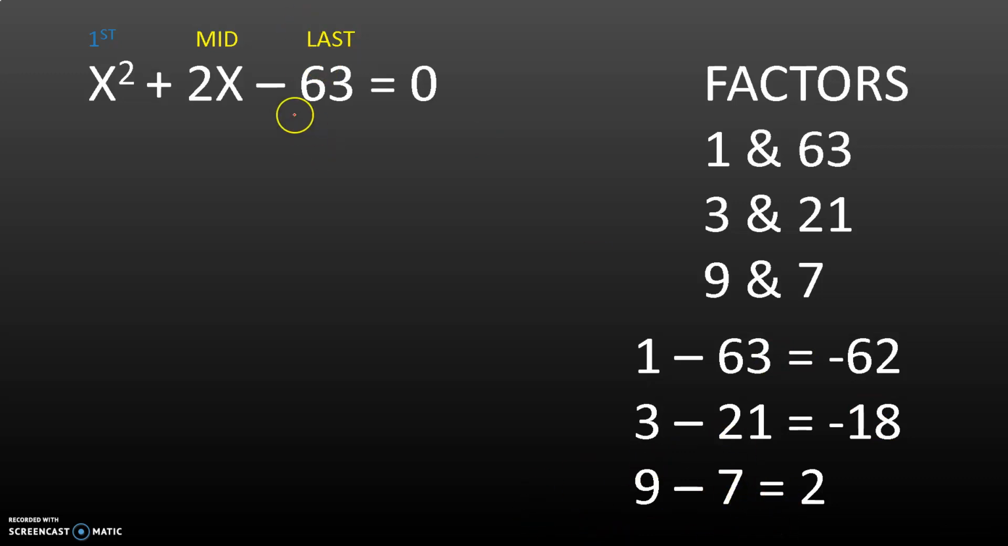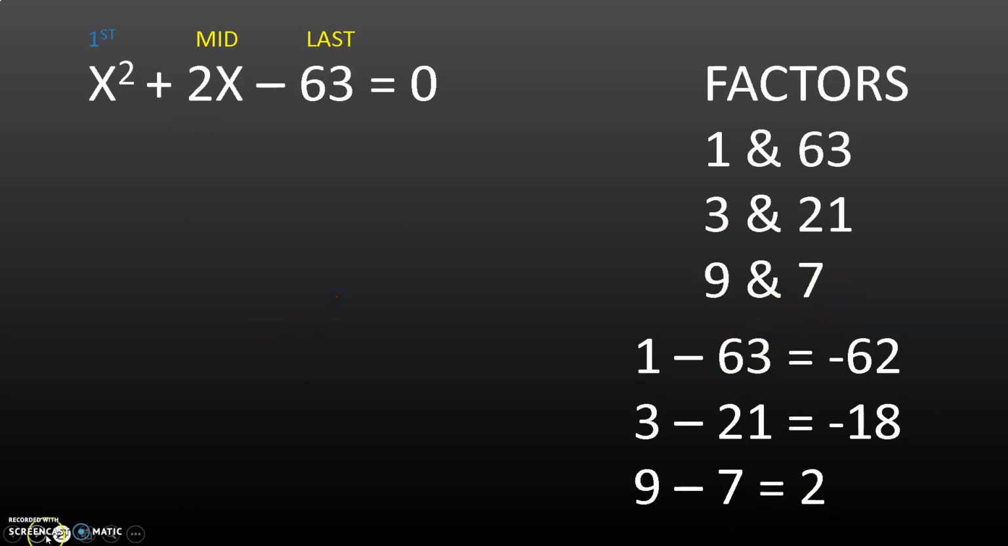Note, the negative sign indicates that the factors have different signs. One of them will be negative and one will be positive. And the positive sign indicates that the larger number should be positive and the smaller number should have the negative sign.